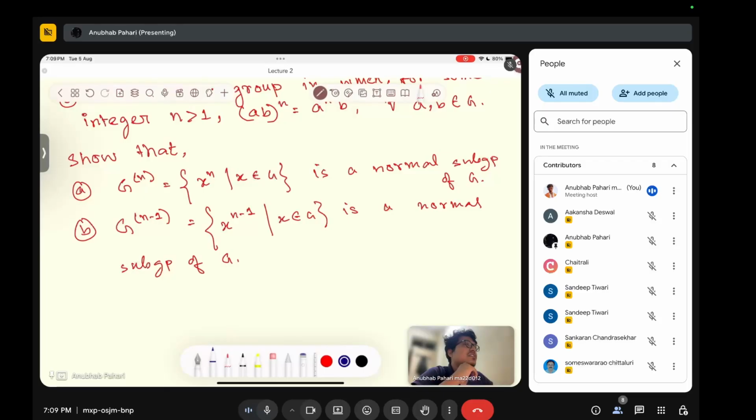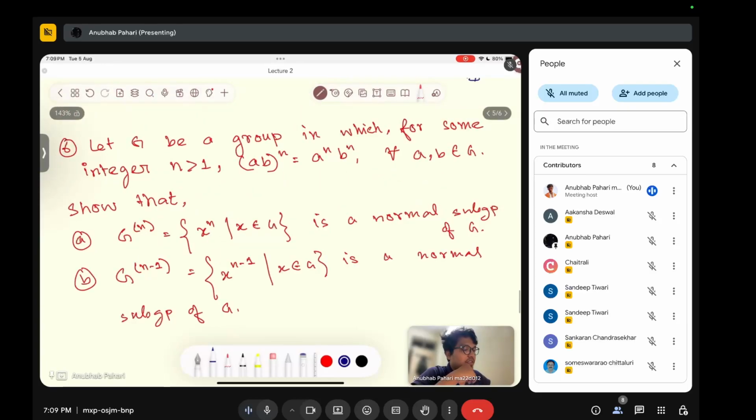So first you have to show that they are subgroups, but this is clear from the given assumption. From this you can see that this is closed at least, and other things follow subsequently because e to the power n equals e, that is there. And if you take a inverse for a, a inverse to the power n equals a to the power minus n, so that is also there.